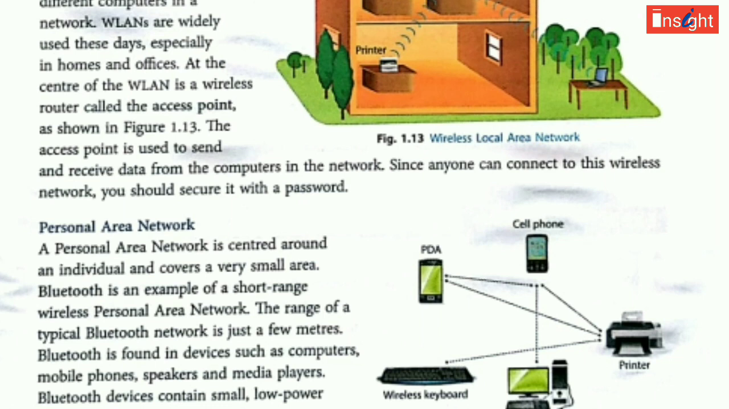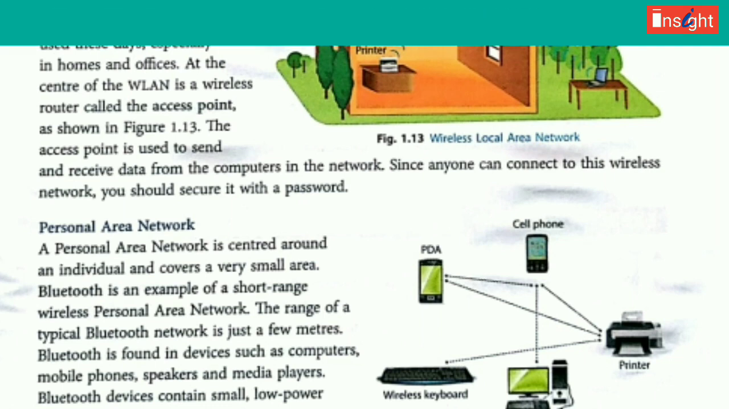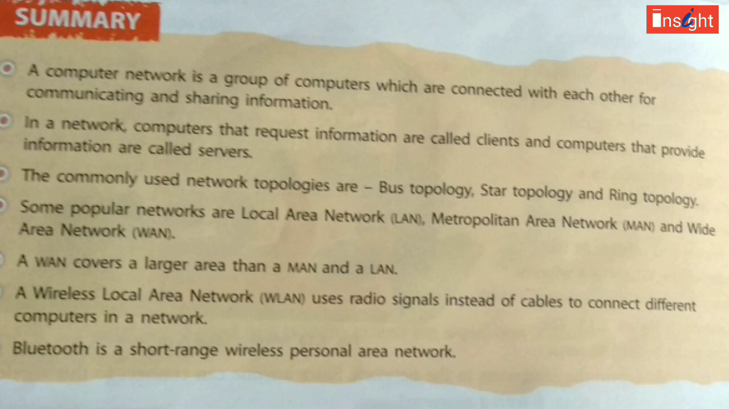Now let us see the summary of this chapter. A computer network is a group of computers which are connected with each other for communicating and sharing information. This is called a computer network. In a network, computers that request information are called clients and the computers that provide information are called servers. The commonly used network topologies are bus topology, star topology and ring topology.